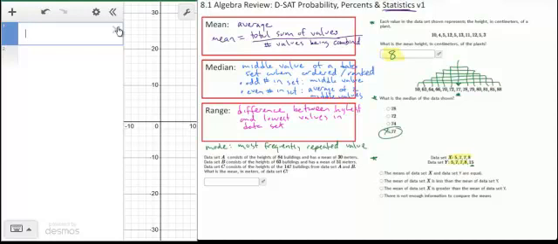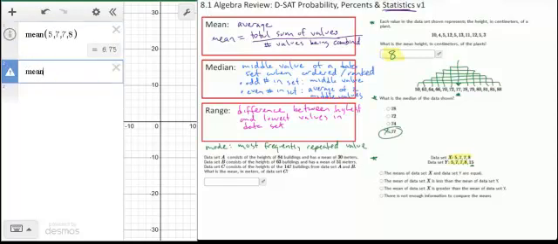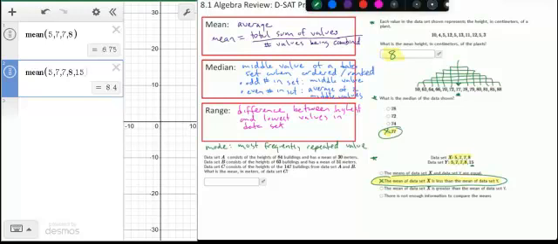I can confirm this if I wanted to. I could type in all of these, so 5, 7, 7, 8, and I could take the mean of the next set, 5, 7, 7, 8, and 15. And notice Y has an average of 8.4, X has an average of 6.75. So the average of X is less than the average of Y. And so this second option would be your answer. Okay, but again, that should be somewhat intuitive even without doing the calculations.